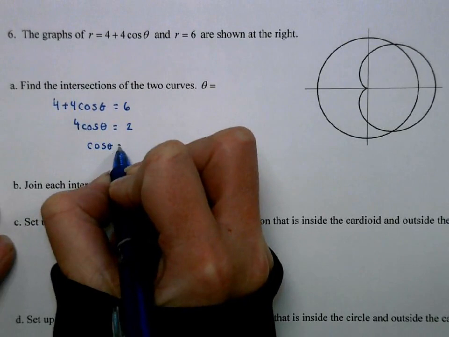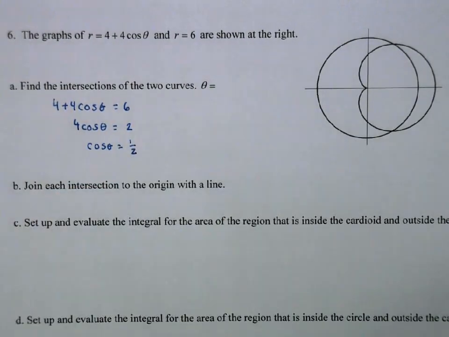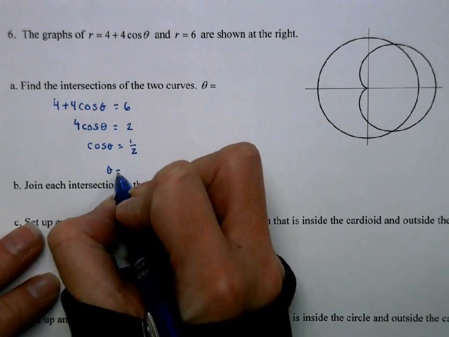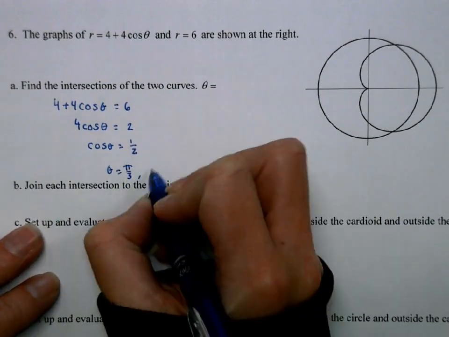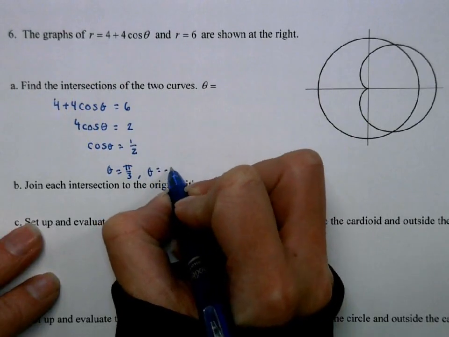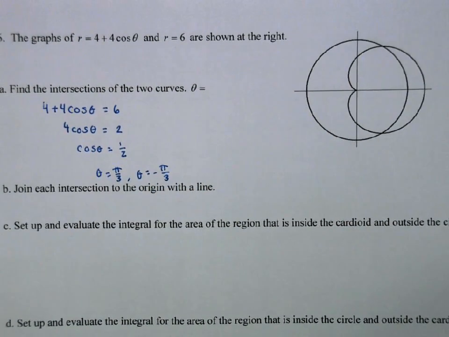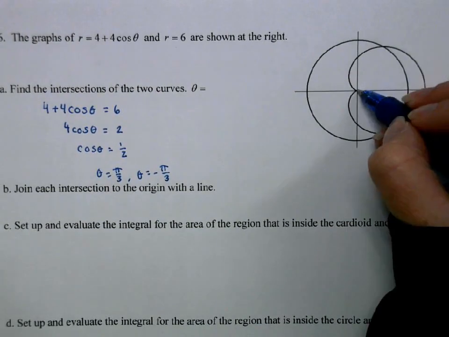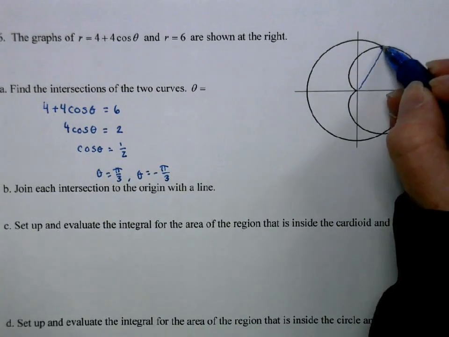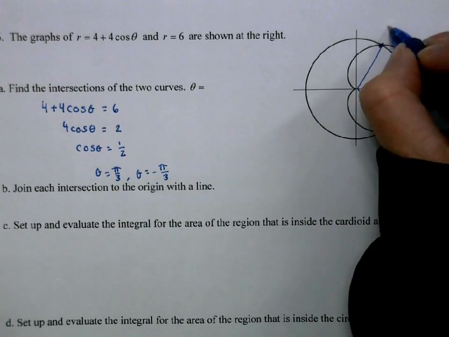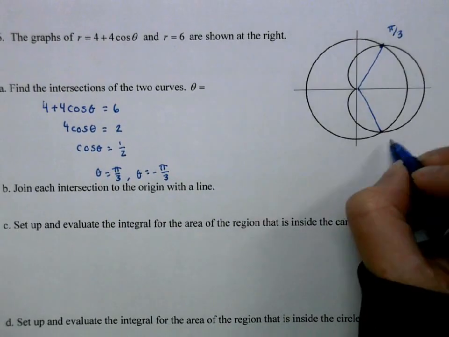Okay, so we're looking for where the x values are 1/2 on the unit circle, which is going to be at theta equals pi over 3, and either 5 pi over 3 or negative pi over 3. Either of those are acceptable. So to show that on my curve, there's our intersection. There's our intersection. So this is pi over 3. This is negative pi over 3.